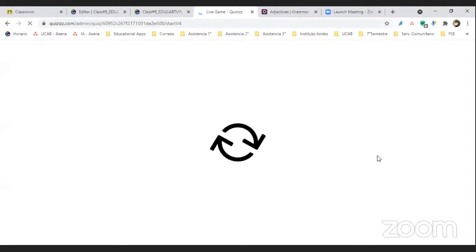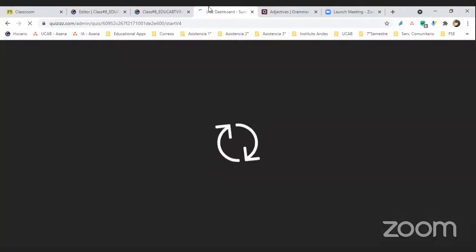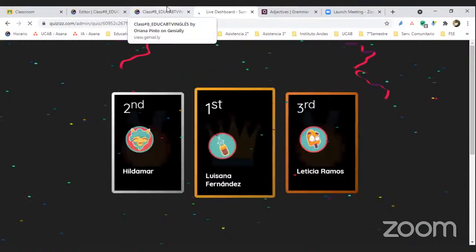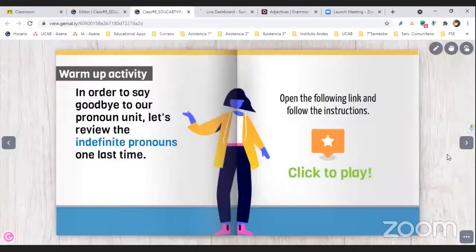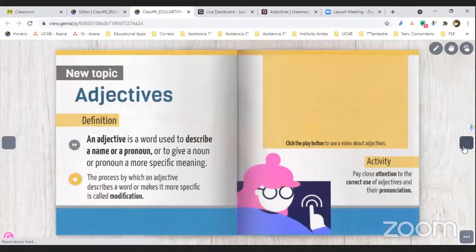You all did a very good job, okay? Congratulations. Now we can move to the class we're going to have today. Here we have Luisana in the first place, Ildamar in the second, and Leticia in the third, but everybody did a really good job, okay? So let's get to the class about adjectives, okay?